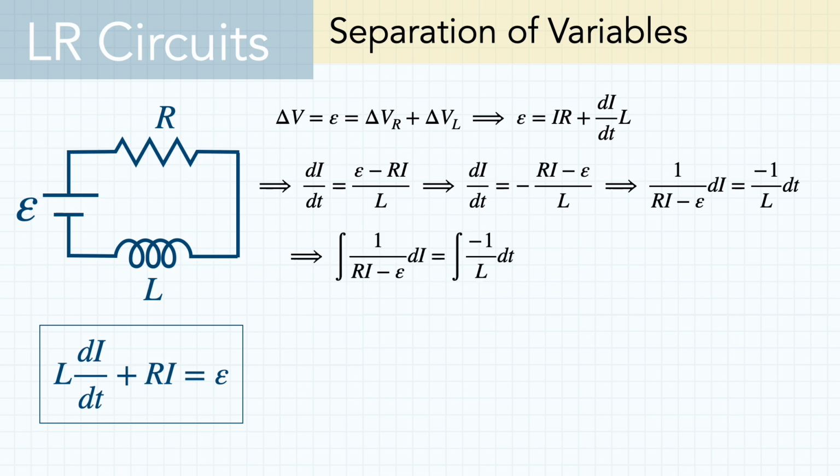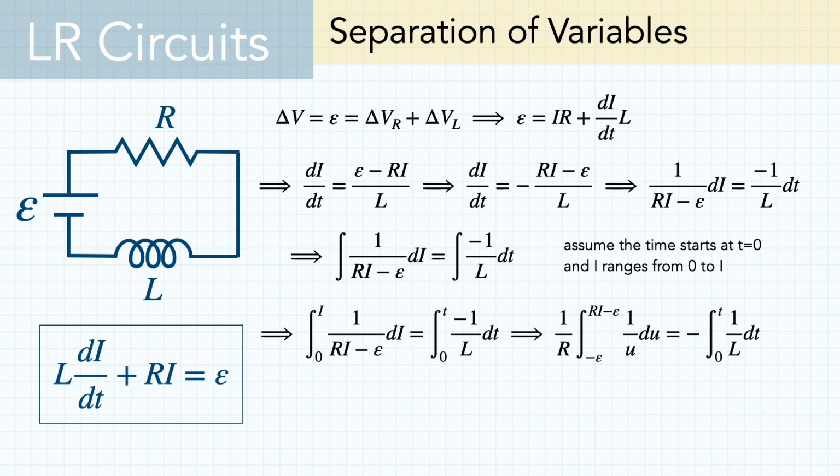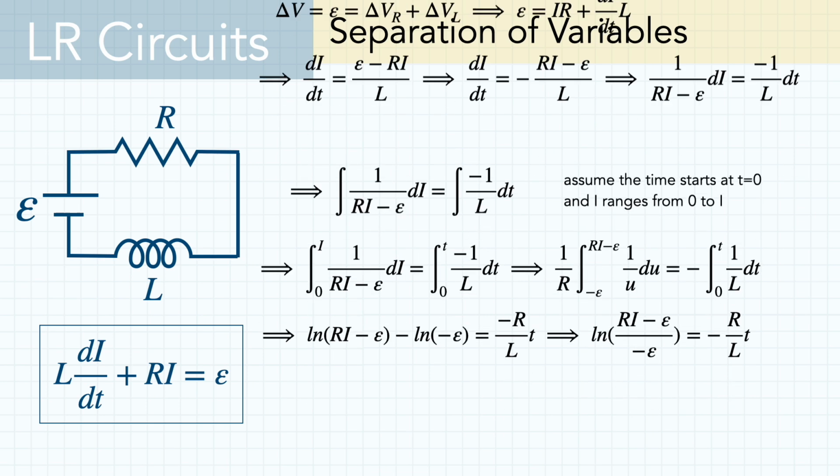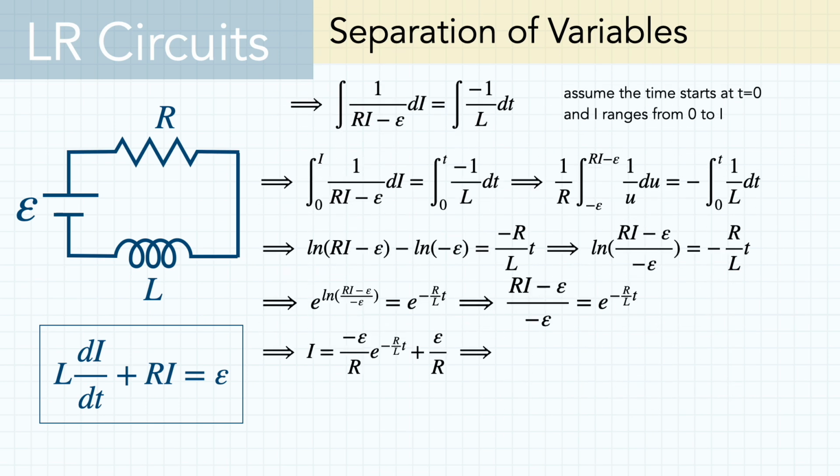So as you can see, once again, we separate the variables with di on one side and dt on the other. We take the integral. Once again, we're assuming that it starts at t equals 0 and ranges from 0 to maximum current, which is I. And we're once again left with a natural log, which we can use the same property. And then we isolate I to get epsilon over R times parentheses 1 minus e to the negative R over L times t.